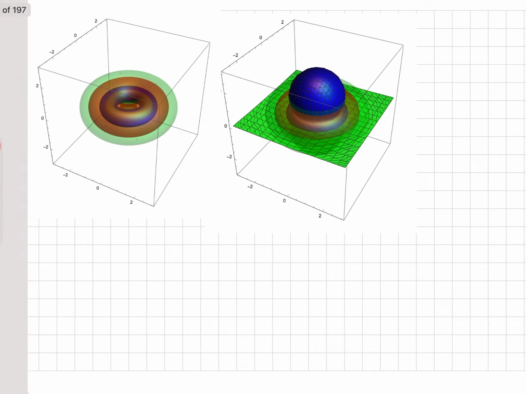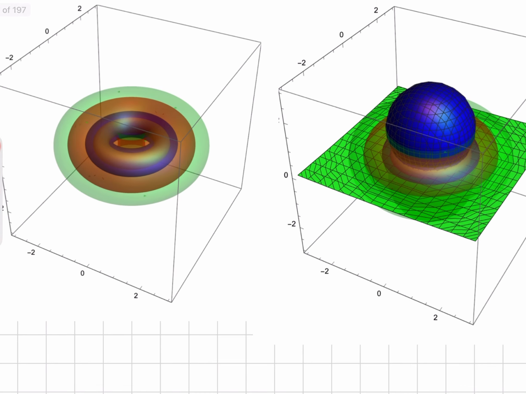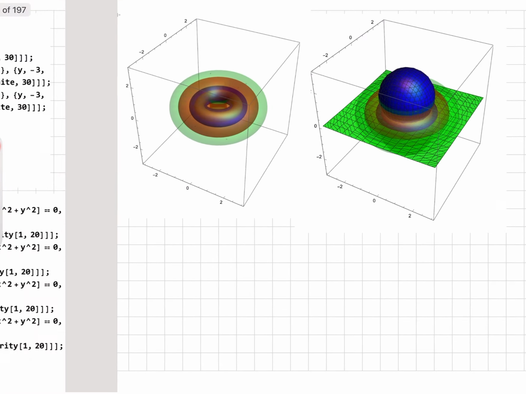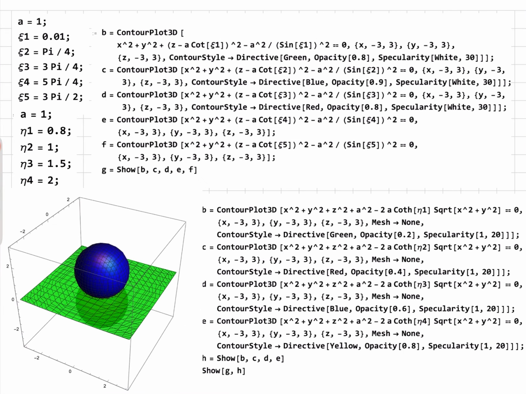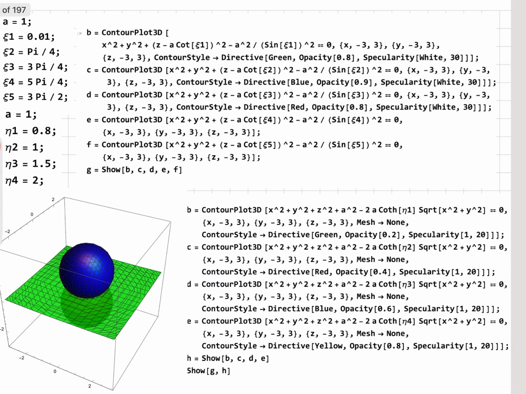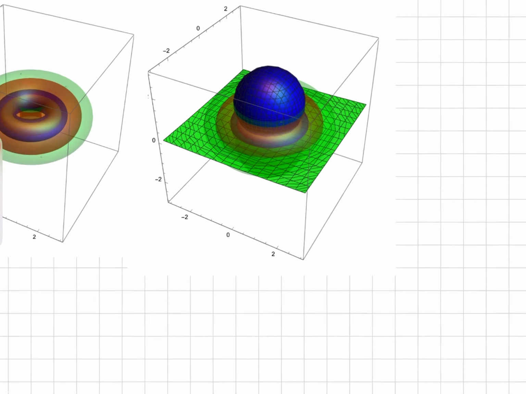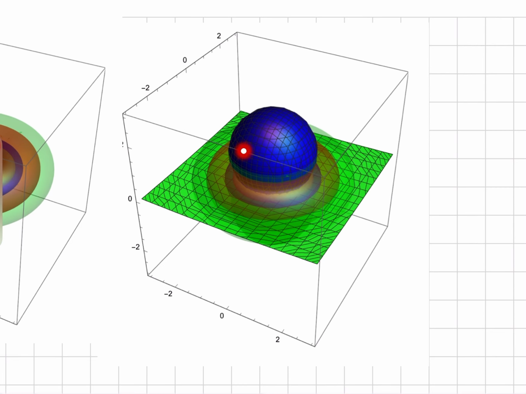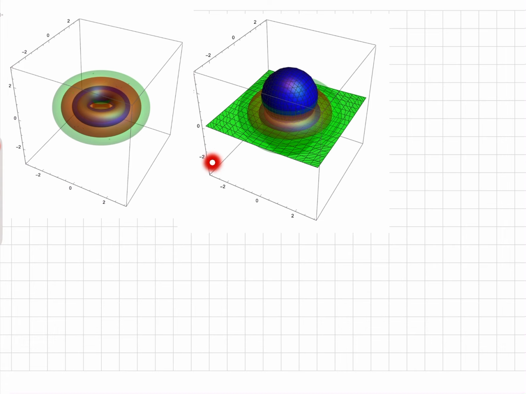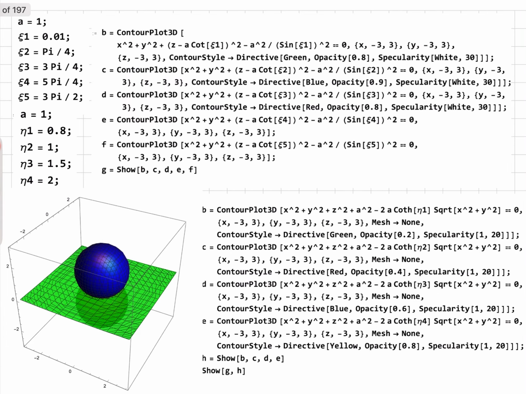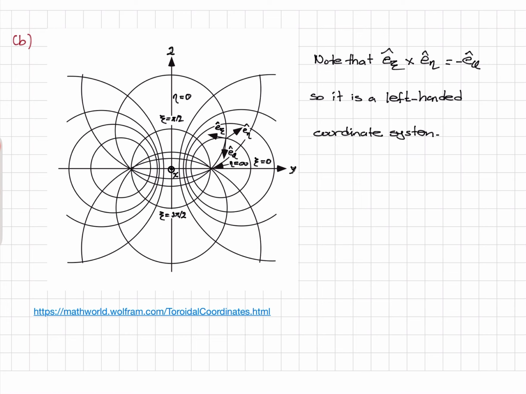And for constant eta surfaces, we have these toroids. These are changing values of eta between 0.8 and 2. You can see we have these toroids. If we plot them together, these are constant psi surfaces, these are constant eta surfaces. And if you take a cross-section of this, this is basically what we obtain here. So we have these spherical balls and these toroids as sketched on this website.